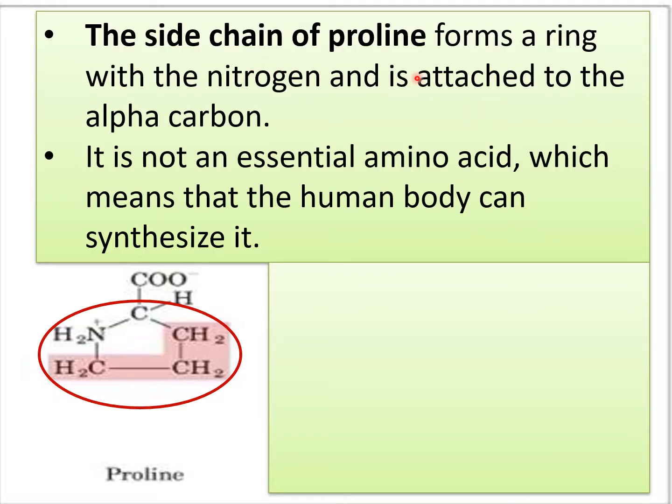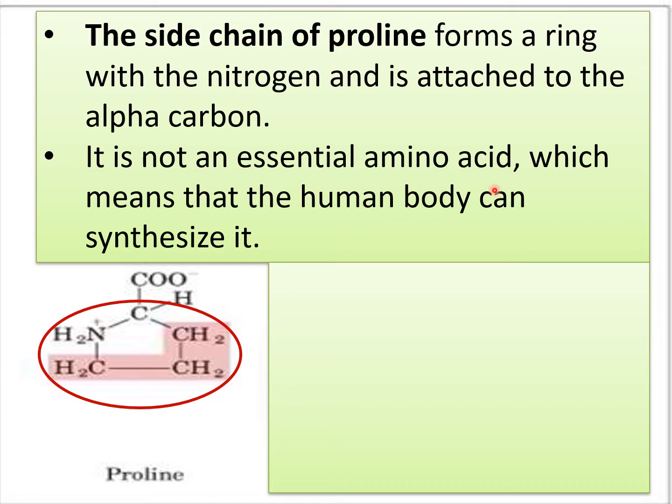The side chain of proline forms a ring with a nitrogen and is attached to the alpha carbon. So notice here the structure of proline, and I guess I've already mentioned this in one of the previous slides. The side chain of proline is also attached to the amino group, forming this specific ring structure. And this makes your proline quite unique from other amino acids because this is the only amino acid that has a ring structure wherein the side chain and the amino group are involved.